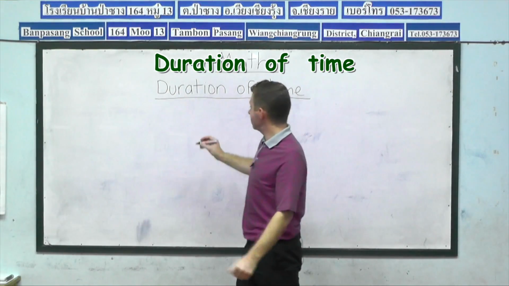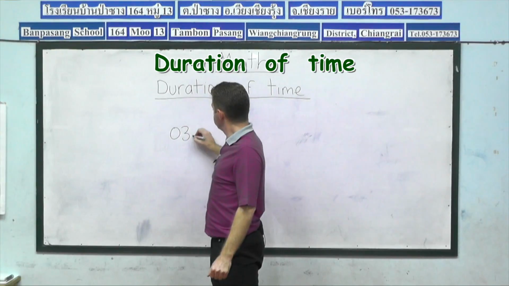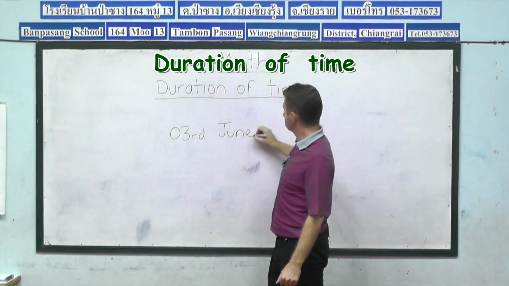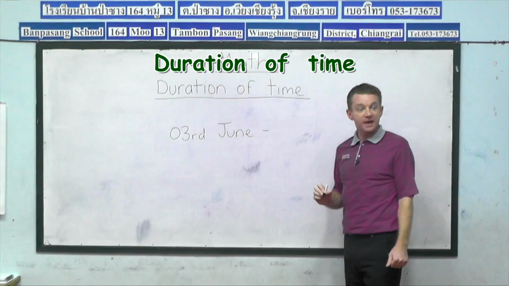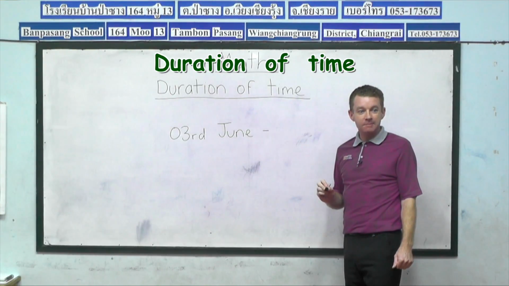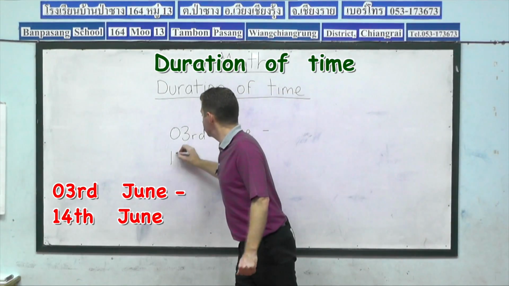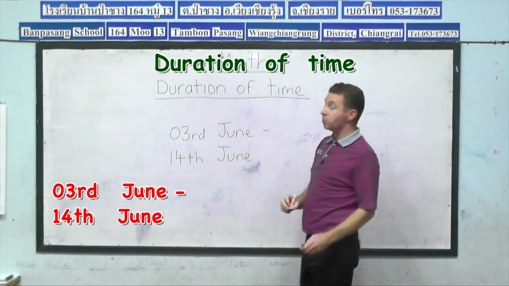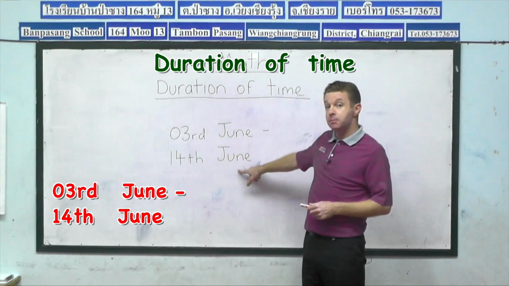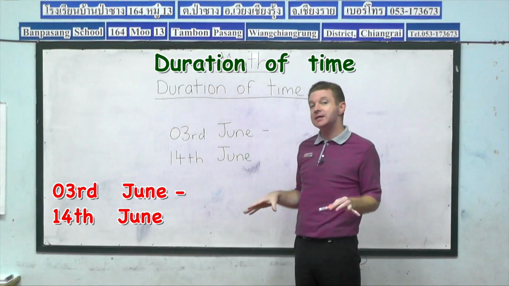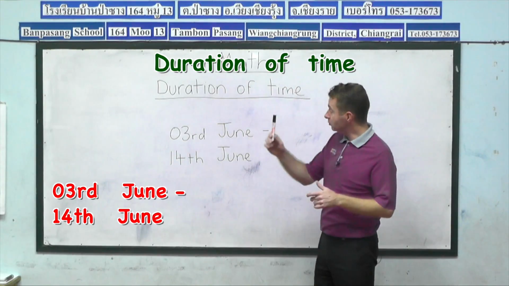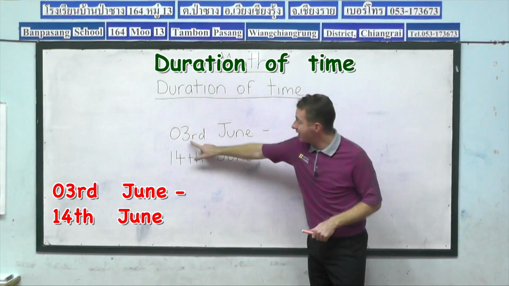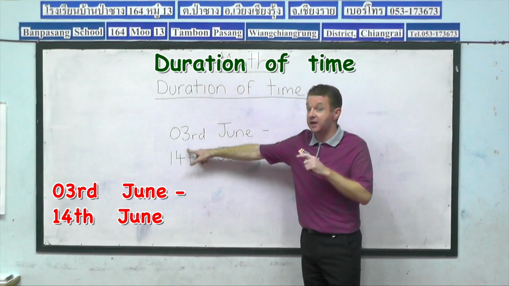For example, if I write the date of 3rd of June until what day in June, what shall we say? Give me a 14th, okay. 14th of June. And what we'll do with this one, we'll do a fairly easy one because it's the same month, which means we don't have to worry about calculating how many days in June. We just need to count the days from the 3rd until the 14th of June. And remember, always make sure to count the day first too. So the 3rd is 1.